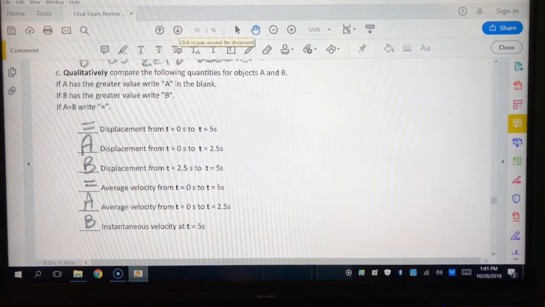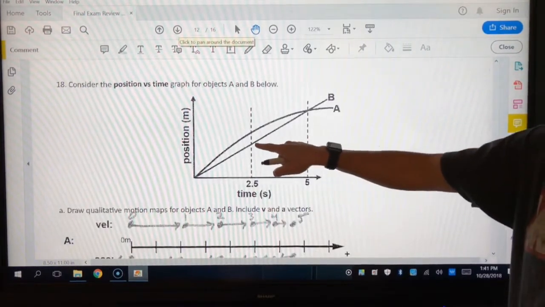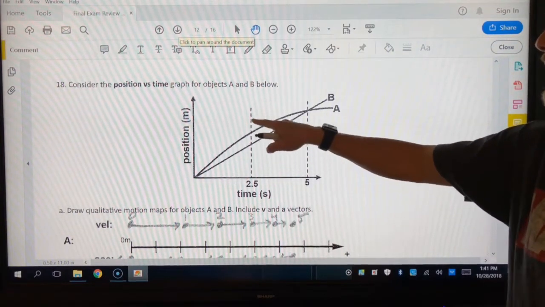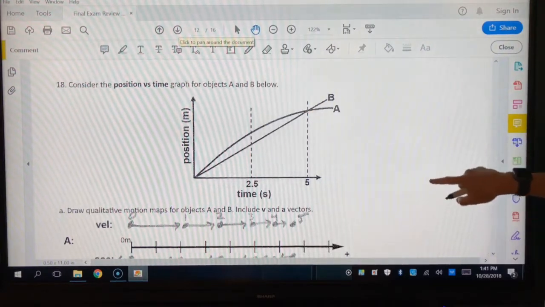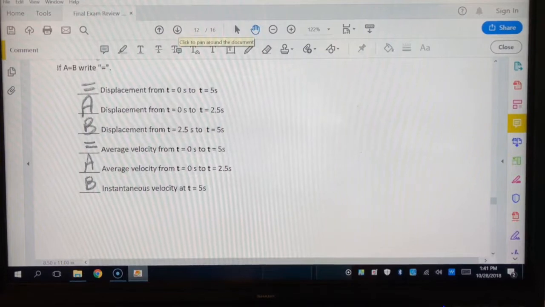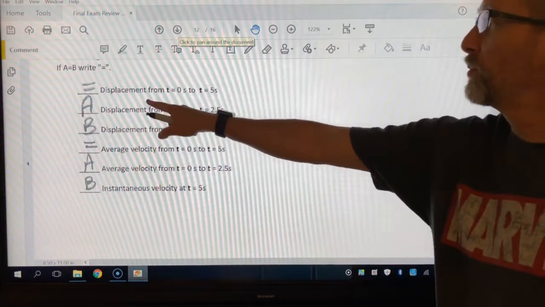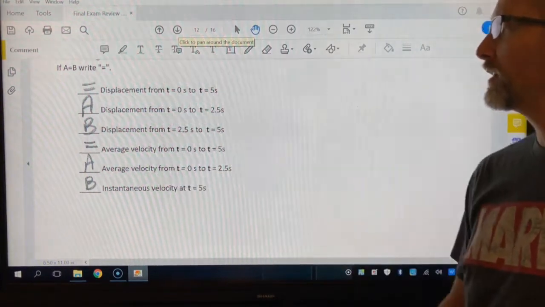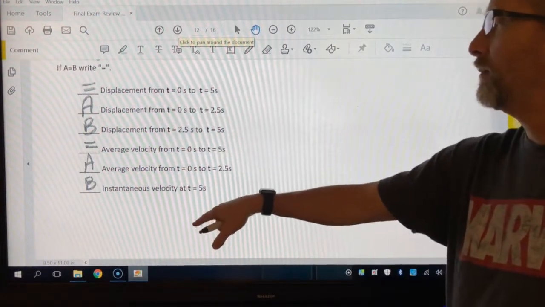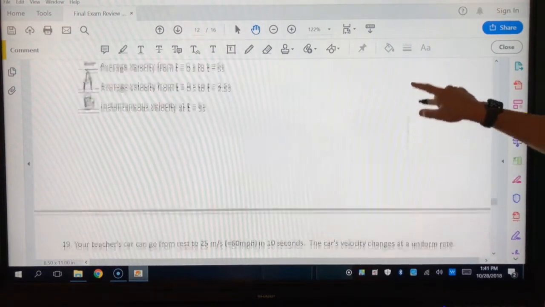The displacement from 2.5 to 5 is bigger for B because I am starting here at B and going up to here. And for A, I'm not traveling up as far. So B is going to be bigger than A for 2.5 seconds. The average velocity should also be equal. And then our displacement, remember, was bigger for A, so our average velocity will be bigger for A, but our displacement was bigger for B, so our instantaneous velocity at 5 seconds should be bigger for B.